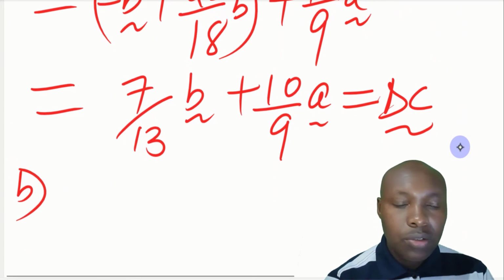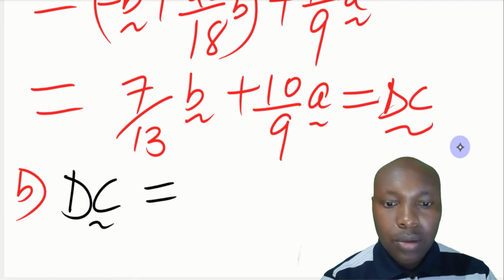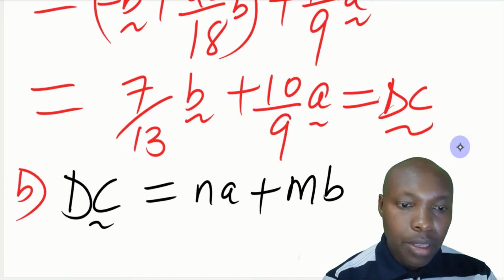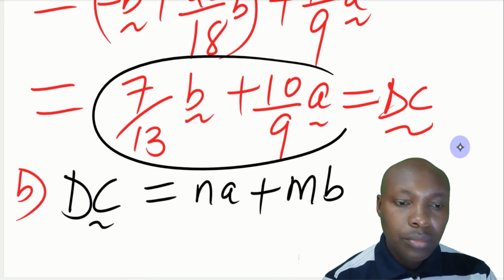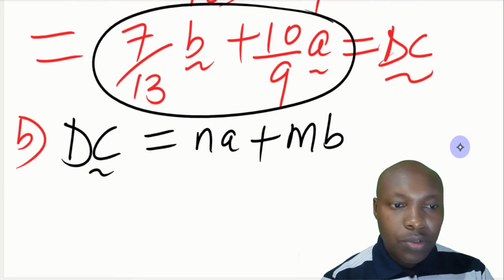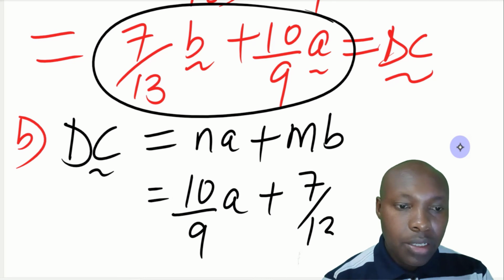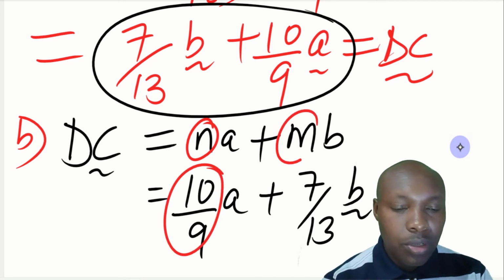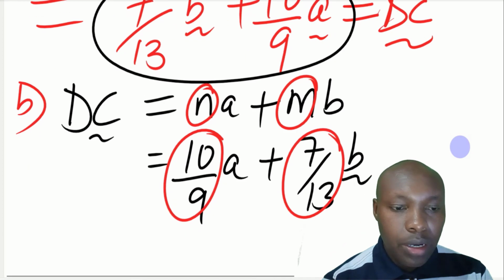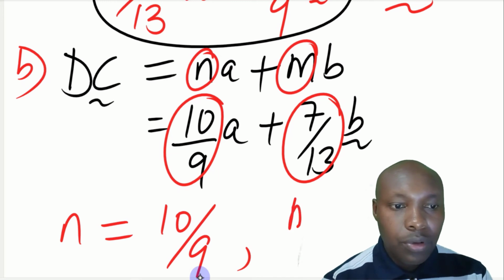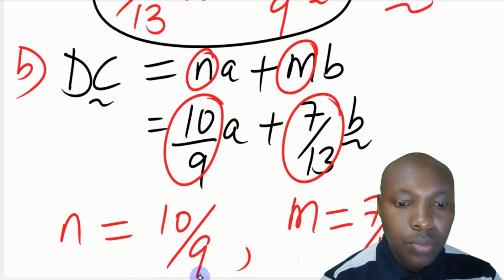And that one is very straightforward since we have obtained DC. Remember, we have been given DC as na plus mb. So we're just going to use that expression for DC and then identify the scalars. So 10 over 9 a, plus m, which is 7 over 13 b. That n is going to match with that, so n is equivalent to 10 over 9. And for the vector b that are matching, m is given by 7 over 13. That is simply how you're supposed to work out that question.